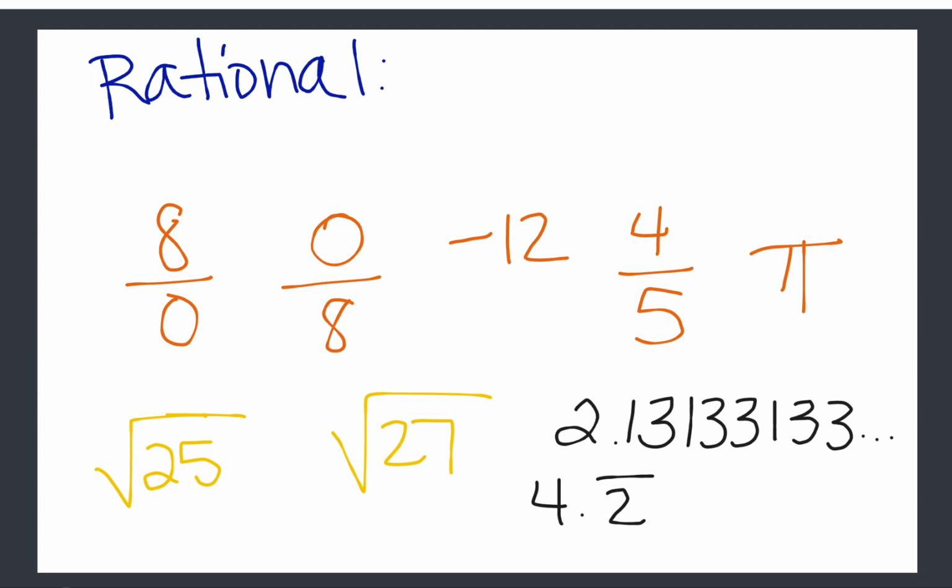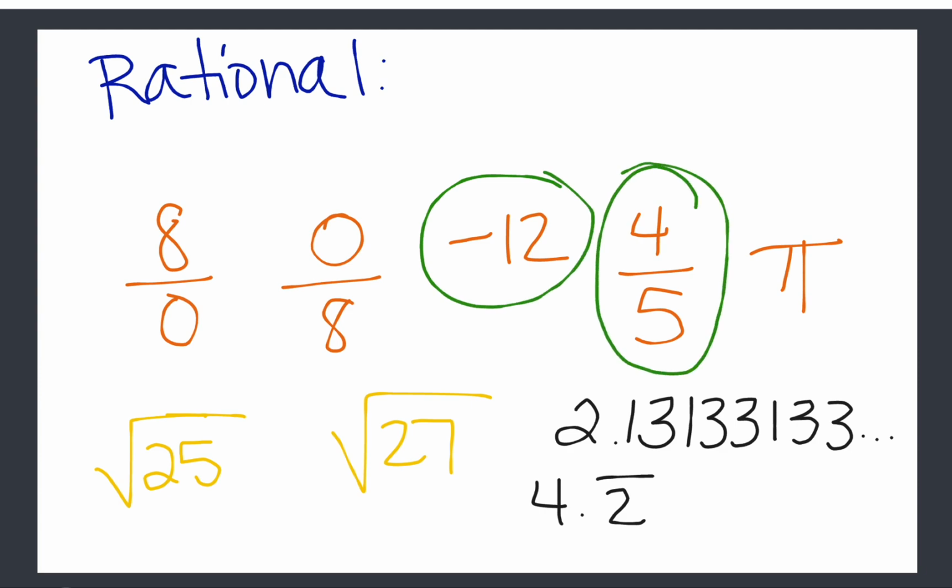Okay, so the first one I know is rational is negative 12. That's an integer. That's rational. 4 divided by 5. That's a fraction. It's rational. Okay, now I know some that are not. This first one, 8 divided by 0. You can't divide by 0. That's irrational. That's not rational. I'm going to cross that one off.